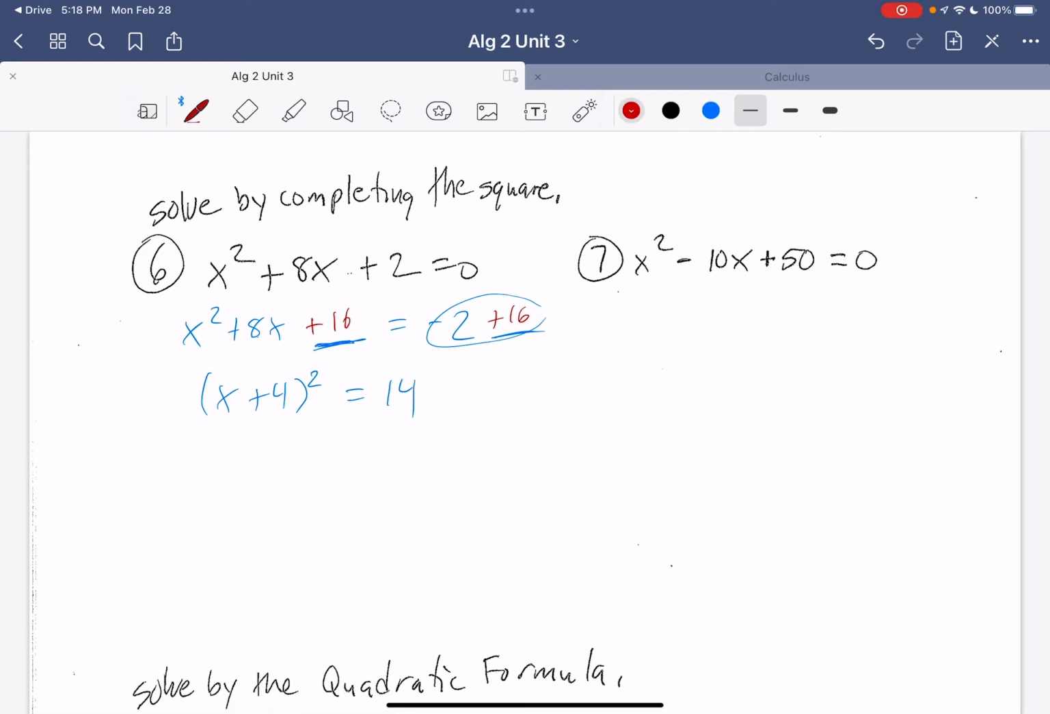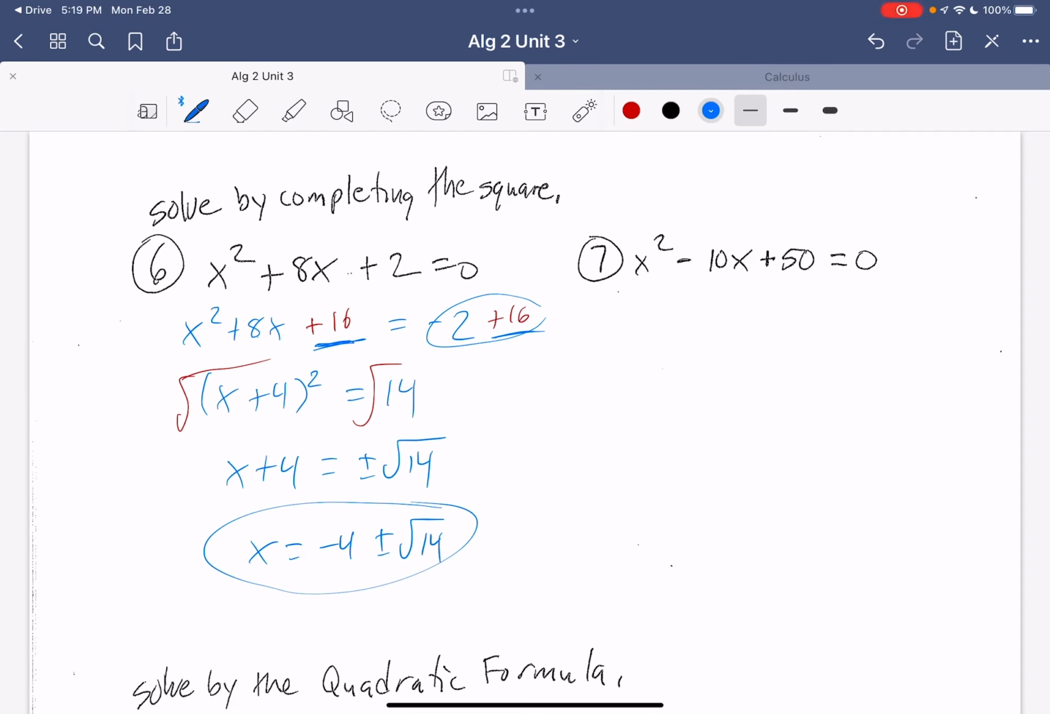Then I go through the process that I did on the first page. I got to get rid of the square, so I square root. And I get x plus 4 is equal to plus or minus the square root of 14. Subtract the 4 over, and I get x is negative 4 plus or minus the square root of 14. So that one works out nice. No imaginary solutions. They're real solutions, so the parabola probably does cross the x-axis.